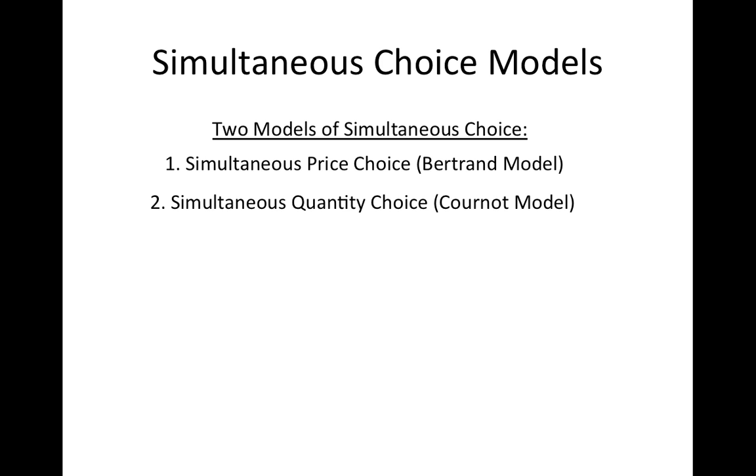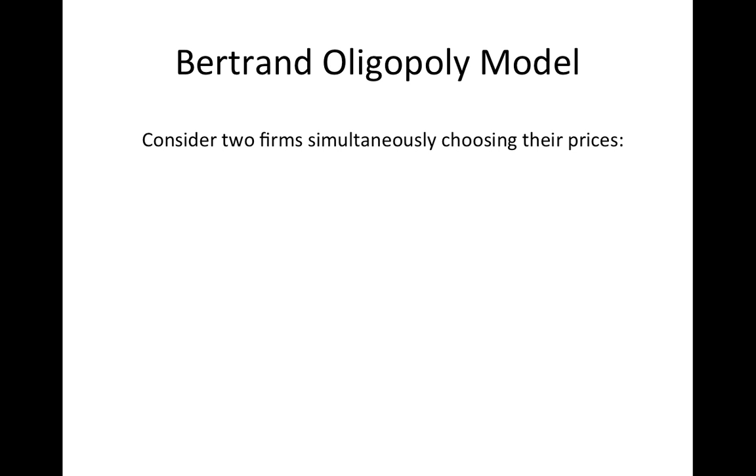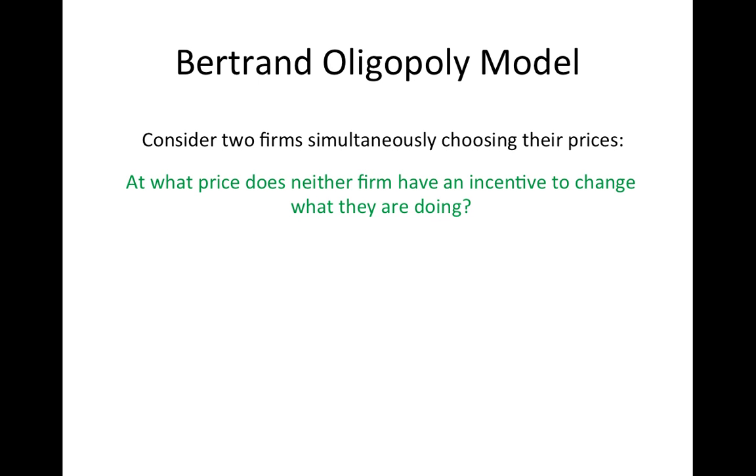Before we think through the reasoning of this model, remember that in order for an outcome to be in equilibrium, there must be no forces for change. In particular, there must be no forces that would cause the price to change. Consider two firms simultaneously choosing their prices. Our task in finding the equilibrium is to find the point at which neither firm has an incentive to change what they are doing. Let's first consider prices that are less than marginal cost.